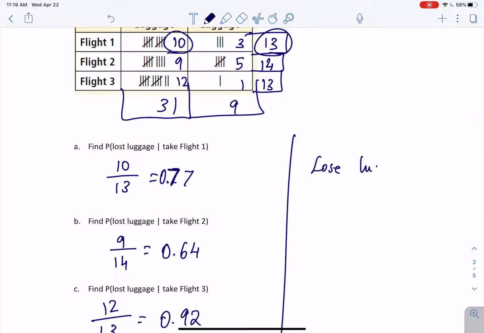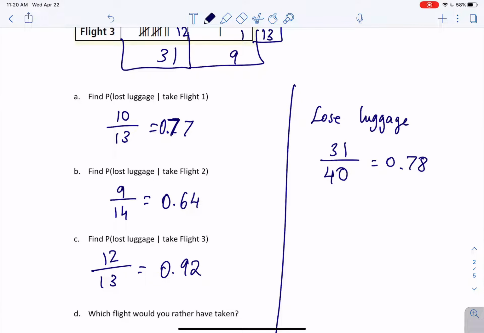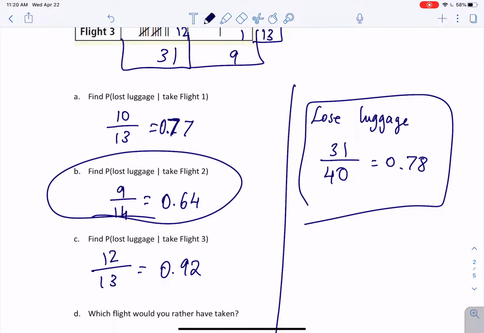So now looking at this scenario, in general, regardless of which flight, 31 people lost luggage out of 40 overall, which is 0.78. So looking at the general average lost luggage case and then looking at these flights, it looks like this is my best option, right? That's the lowest chance that I have to lose my luggage. Still not a great chance because I'm still losing my luggage quite frequently, right? 64% chance of me losing my luggage, that's more than 50% chance that I'd lose it.